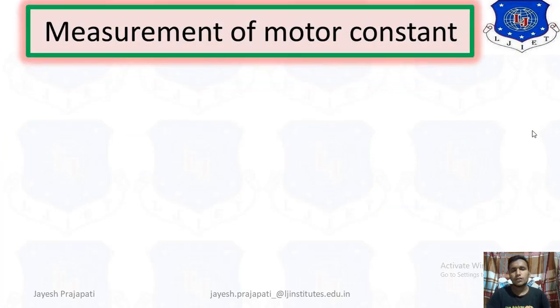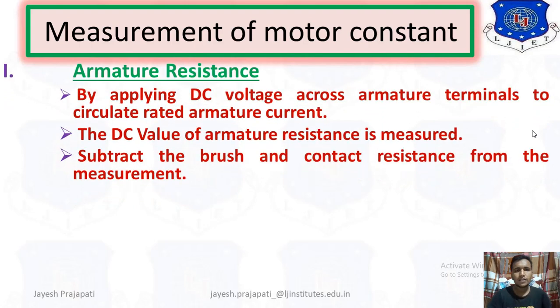Now the next topic is the measurement of motor constants. If we have to measure motor parameters like armature resistance and motor inductance, then this topic is important. First, the armature resistance. By applying a DC voltage across the armature terminals to circulate the rated armature current, the DC value of armature resistance is measured, and the brush and contact resistance is subtracted from the measurement.